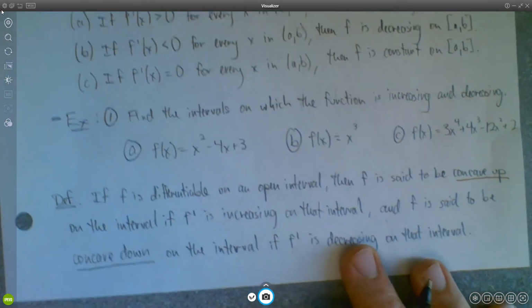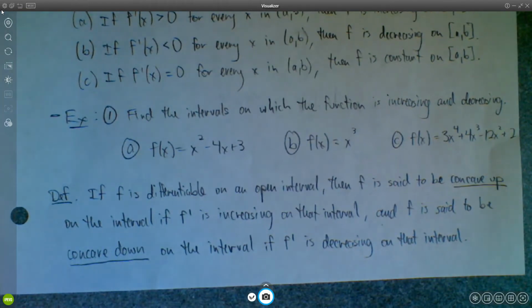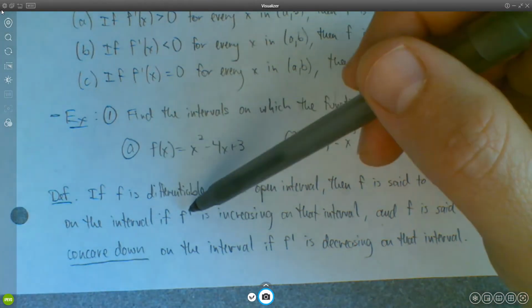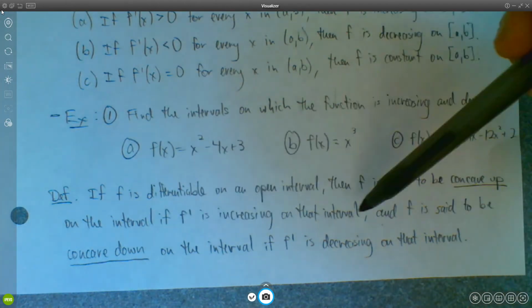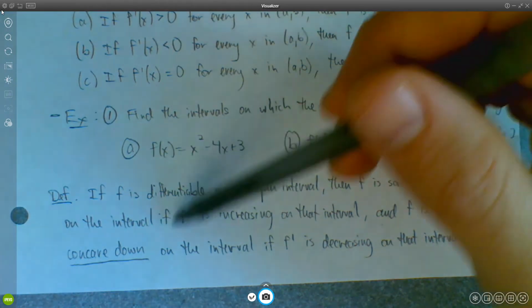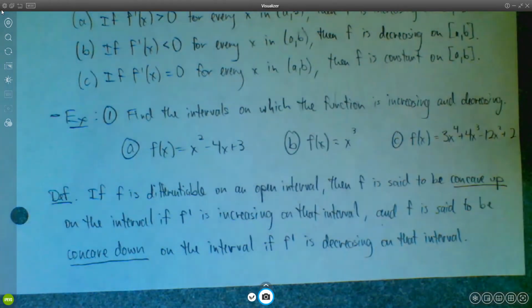So moving on. Related to the concept of increasing and decreasing in functions is the concept of concavity. So here's how concavity works. If f is differentiable on an open interval, then f is said to be concave up on the interval if f prime is increasing on that interval. So not f, but f prime, right? So f is concave up if f prime is increasing on that interval, and it's concave down if f prime is decreasing on that interval.